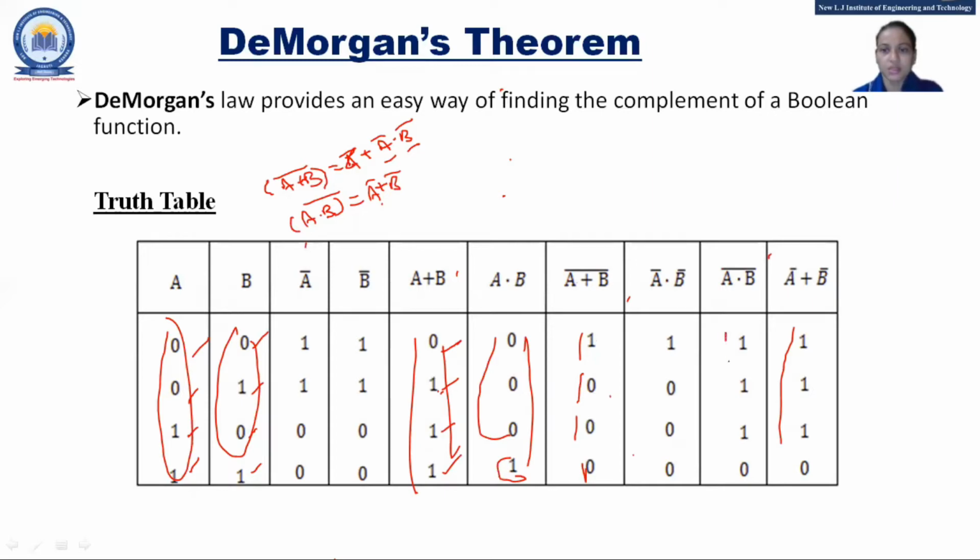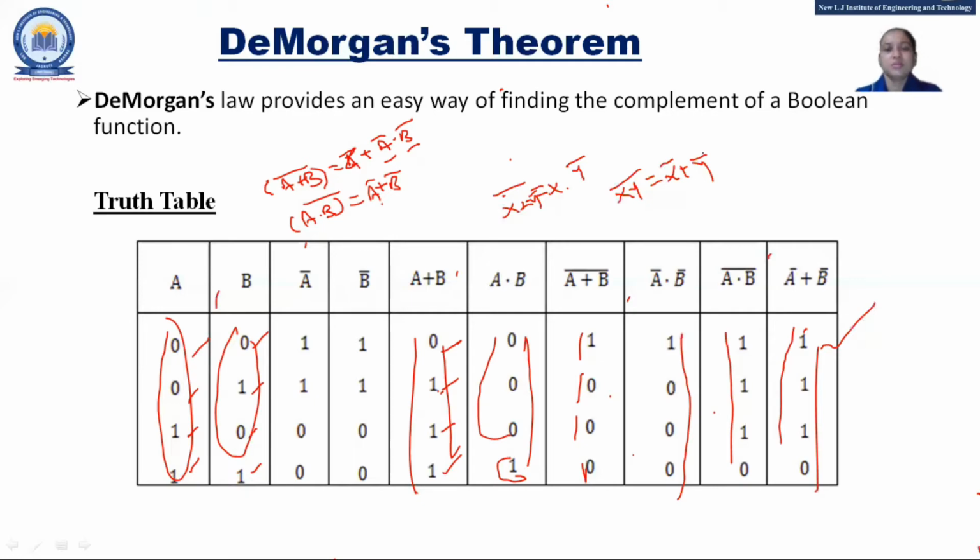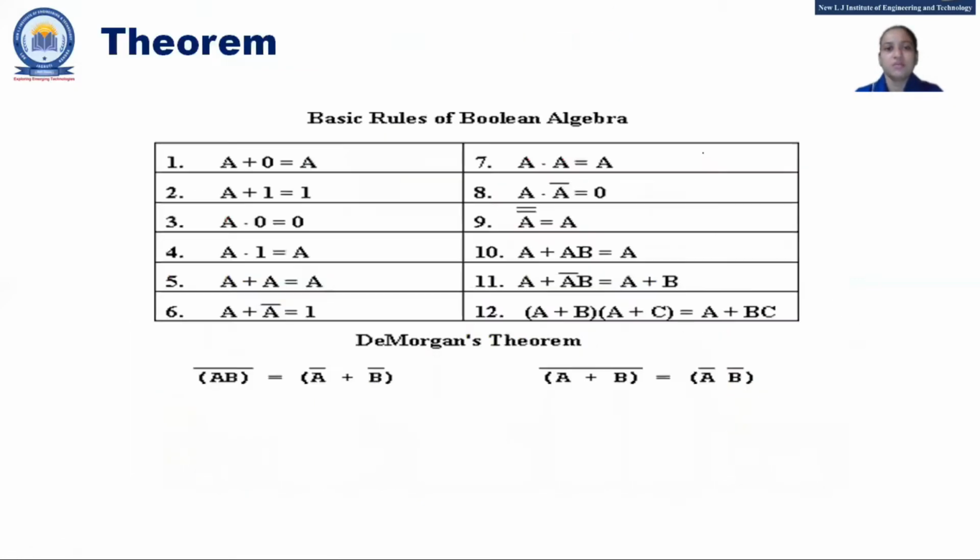Now, okay, this is the complement. And now this is the result for A complement, B complement. So you can see these two terms are the same. Similarly, you can see these two terms are the same. So it is proved that (x plus y) whole complement is equal to x complement dot y complement, and (x y) whole complement is equal to x complement plus y complement. So this is how De Morgan's theorems work.